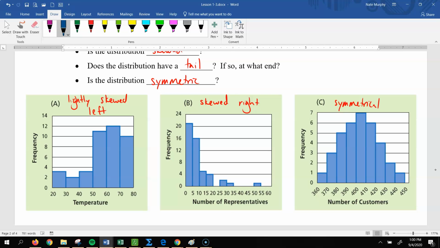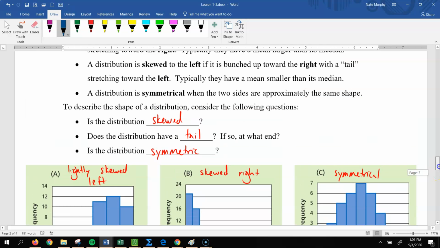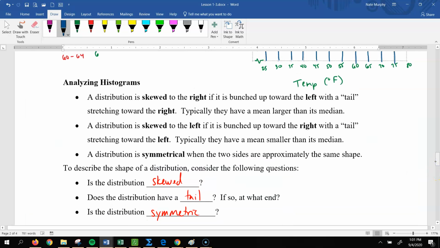Or the other one, the first one there, you can see that it's not perfectly skewed, but there is a definite push where all the data is on the right side, and it gets gradually less on the left side. So we could say that it's slightly skewed left. Now that middle one, we call that symmetrical. It doesn't have to be perfectly symmetrical to be called symmetrical. But let's look at that definition here. That's the third bullet point down. A distribution is symmetrical when the two sides are approximately the same shape. The key there is that it's approximately, it doesn't have to be perfectly the same shape.